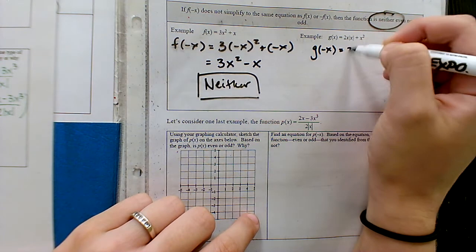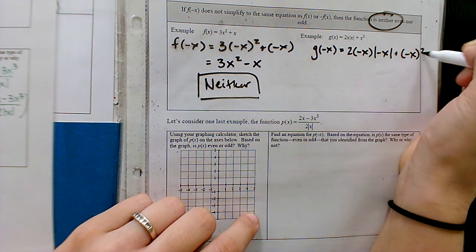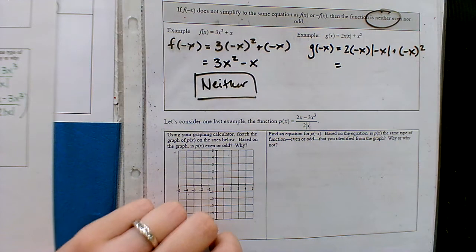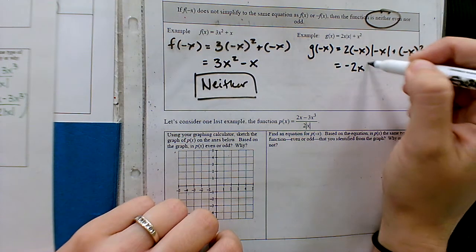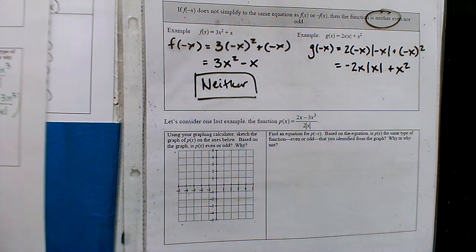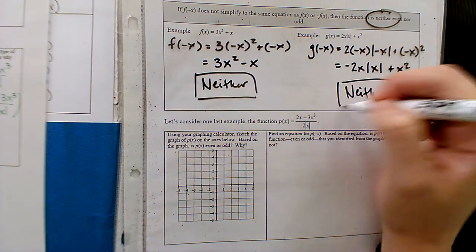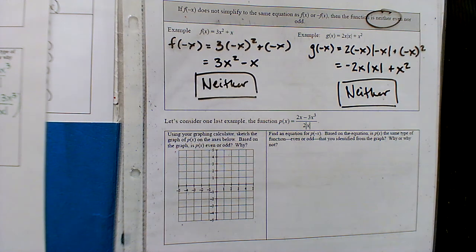Let's try the next one. Plug in negative x, and we'll see what we get out. So negative 2x absolute value plus x squared. Is it exactly the same? No. Is it the exact opposite? No. So this would be another case of neither. Pretty straightforward, just like the other ones.